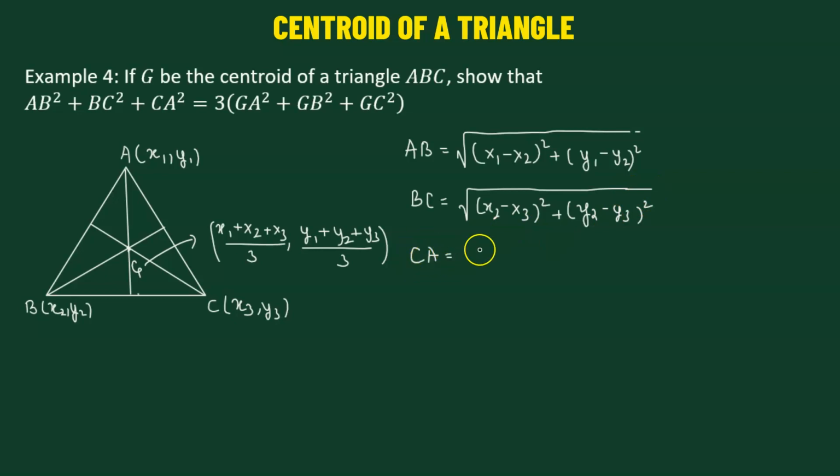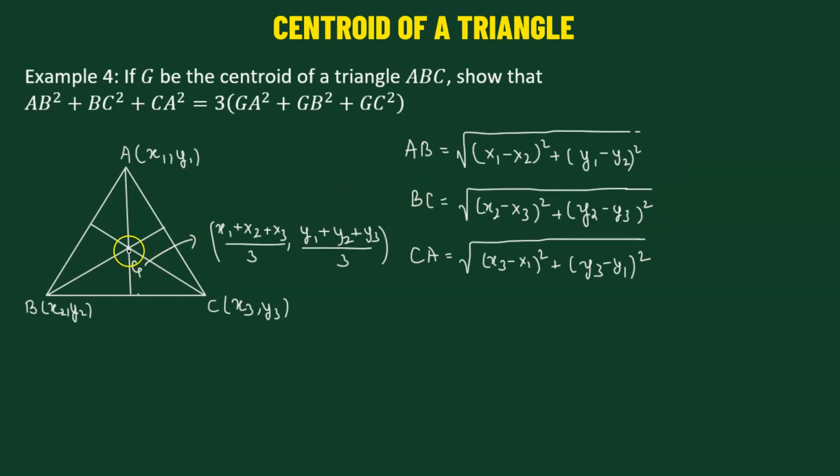CA is going to be equal to the square root, and underneath the square root, we have the difference of the x coordinates squared. So that's (x3 − x1) squared, added to y3 − y1. That is the difference of the y coordinates, and then square it. We're going to keep this aside for the time being.